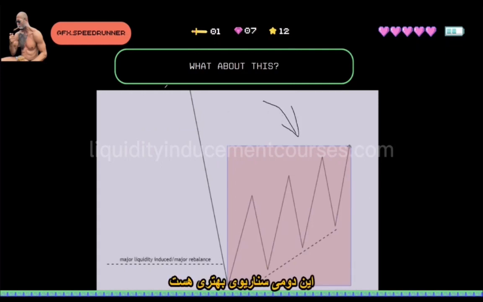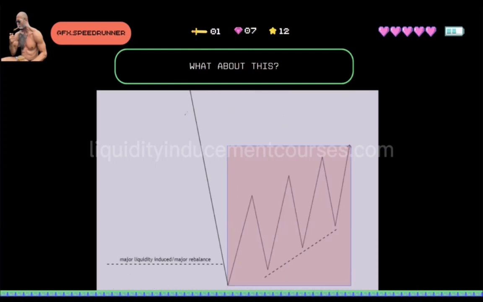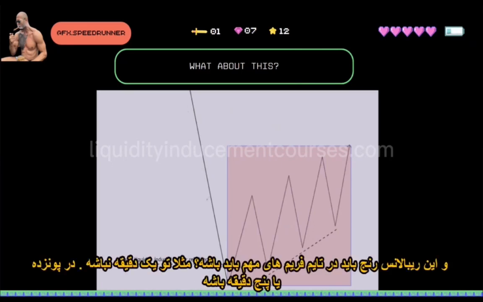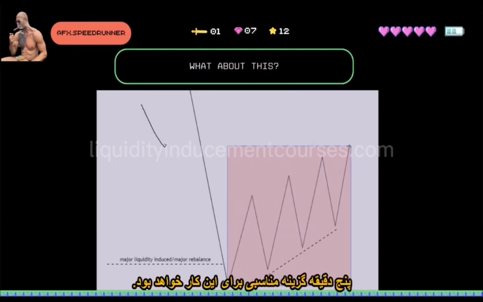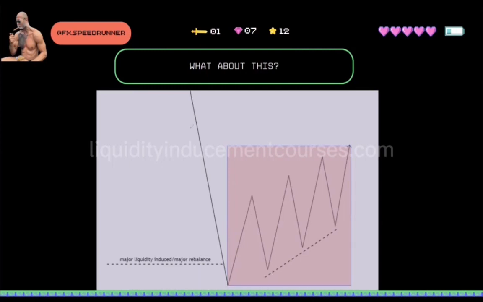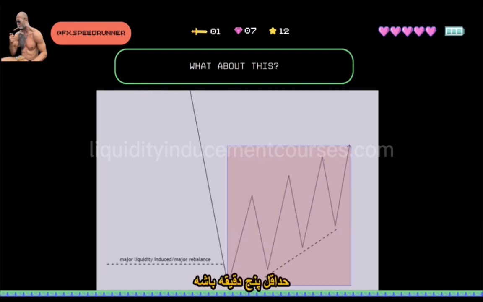That's a bearish scenario. When you say rebalance here, Milan, do you mean the range rebalance? Yes, range rebalance. And this range rebalance has to be important within the time frame. It wouldn't be a 1 minute range. It should be probably 15 or 5 minutes at least, because this whole Asian is what, 5 hours. So 5 minutes would be appropriate, but it can also be 1 hour, 4 hour, whatever the context is. At least 5 minutes.